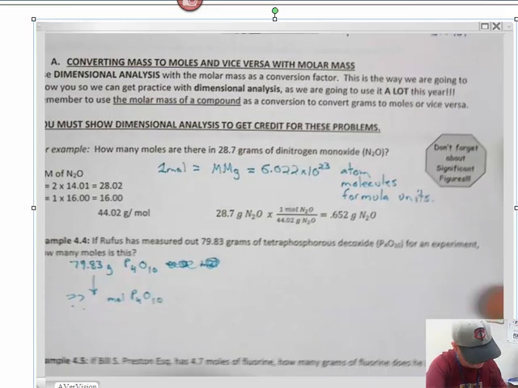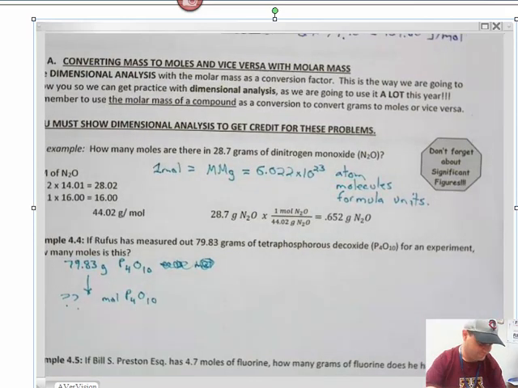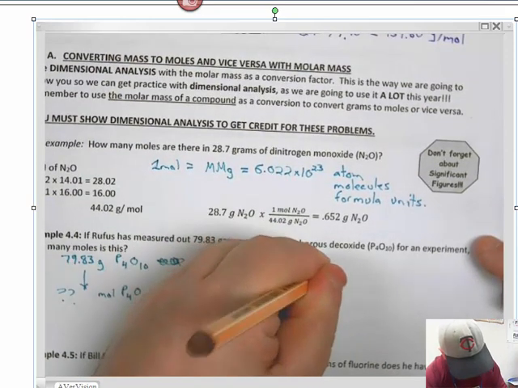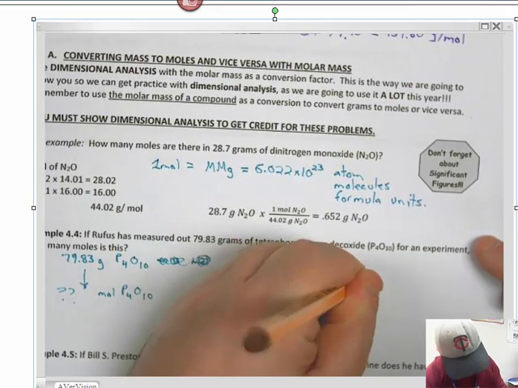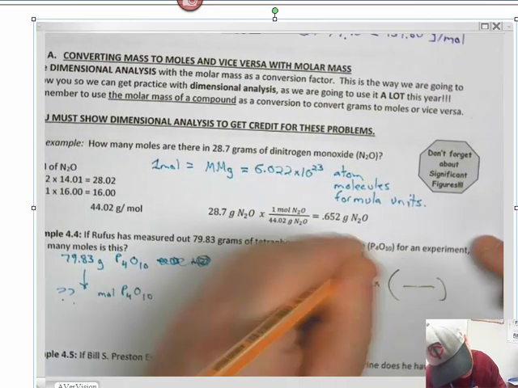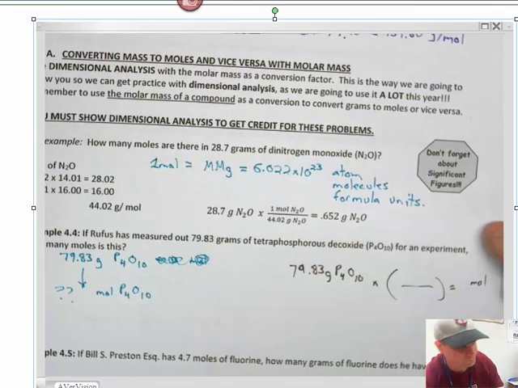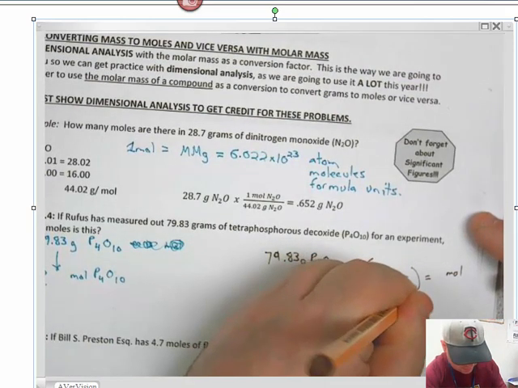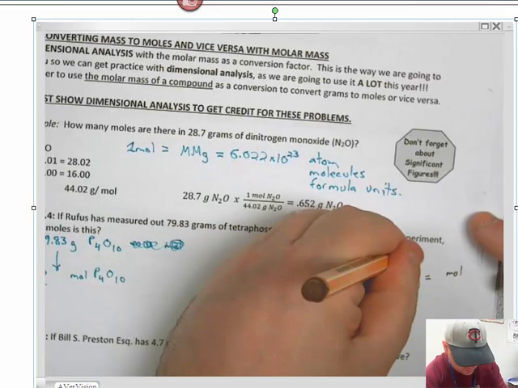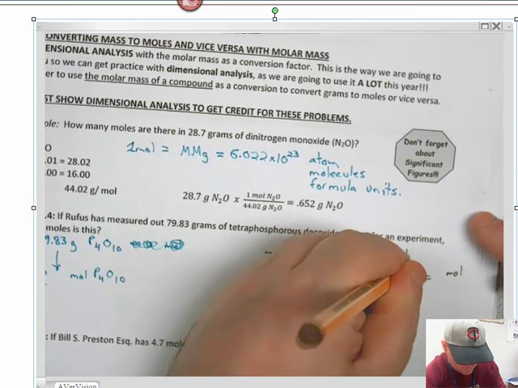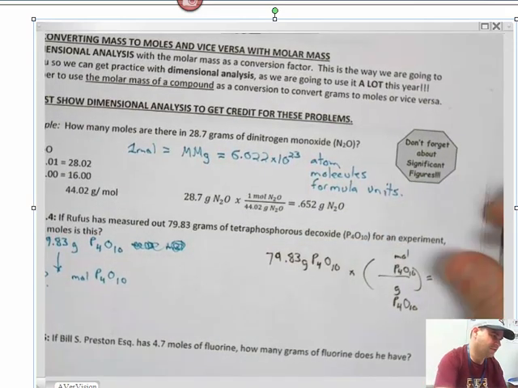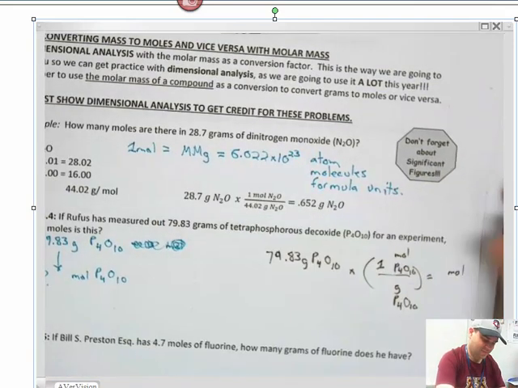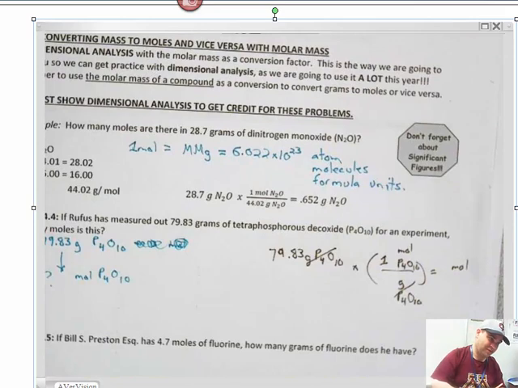So for this problem here, we'll set up our T-chart. 79.83 grams of P4O10. We're trying to go to moles. Grams on the top, grams on the bottom, P4O10. It helps to write the substances later. Moles of P4O10. Then we go to our conversion factors here. It says 1 mole. We're going to put 1 mole right there. And then we have to go swish, swish too, because I always forget to go swish, swish lately.